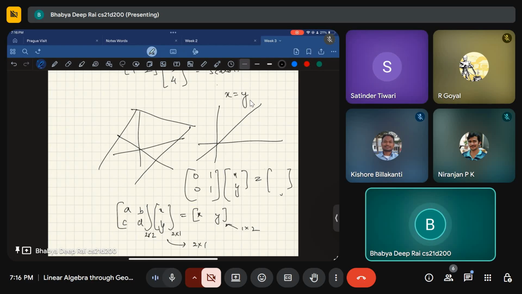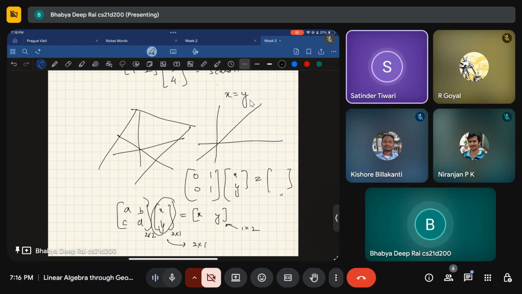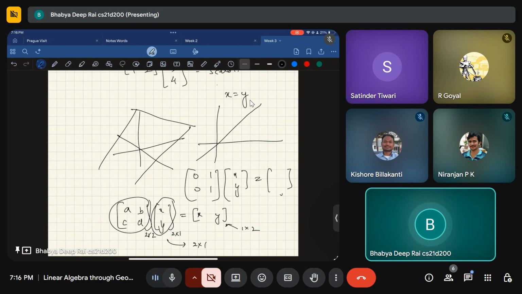What you want to transpose is the transformation matrix itself. Now this is going to make some interesting things.